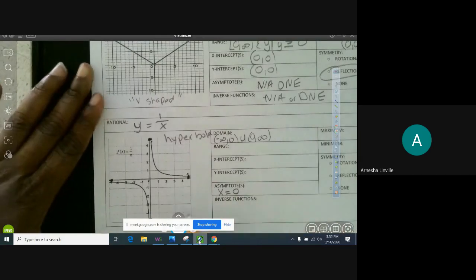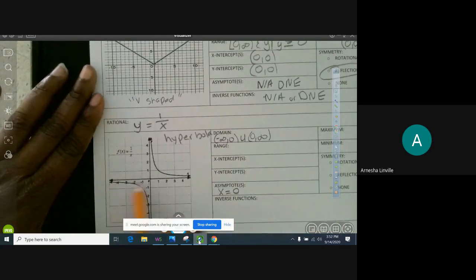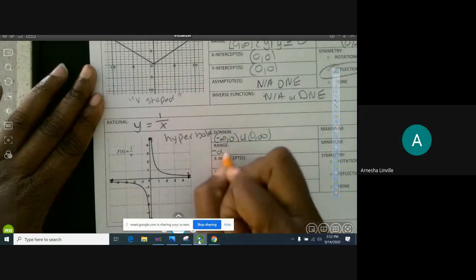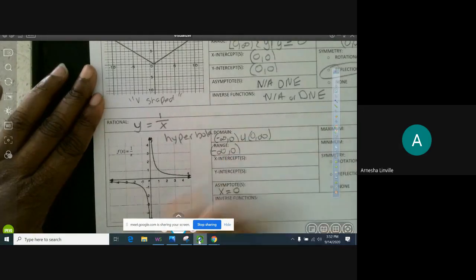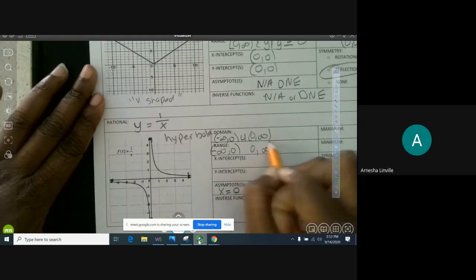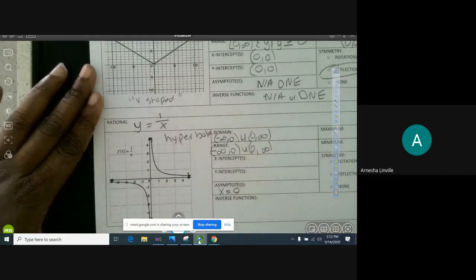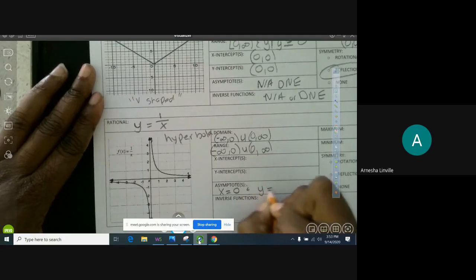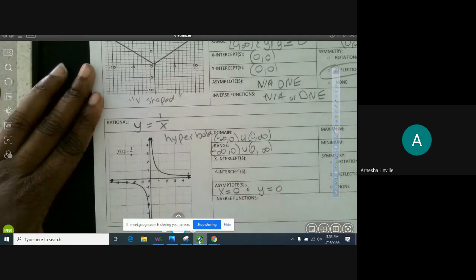All right, if you're looking at the range, if I go low to high, there's another break in the graph. Low to high, negative infinity to 0. It approaches zero, or the x-axis, but doesn't touch. Then it comes back from zero to positive infinity. Another jump, which tells me there is another asymptote, and that asymptote is a horizontal asymptote at y is equal to 0.